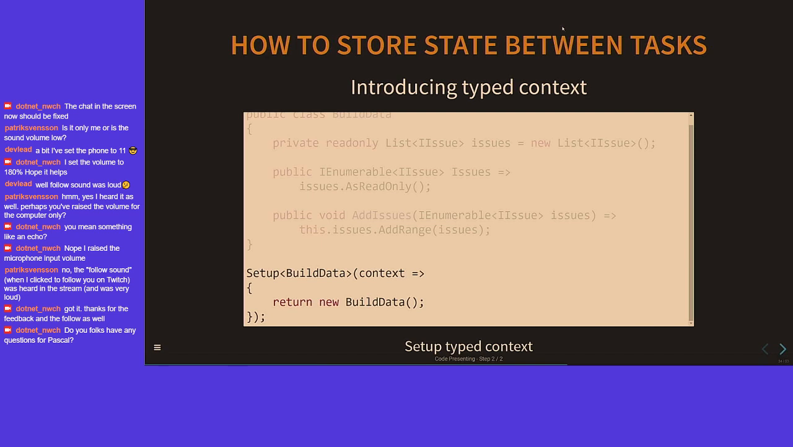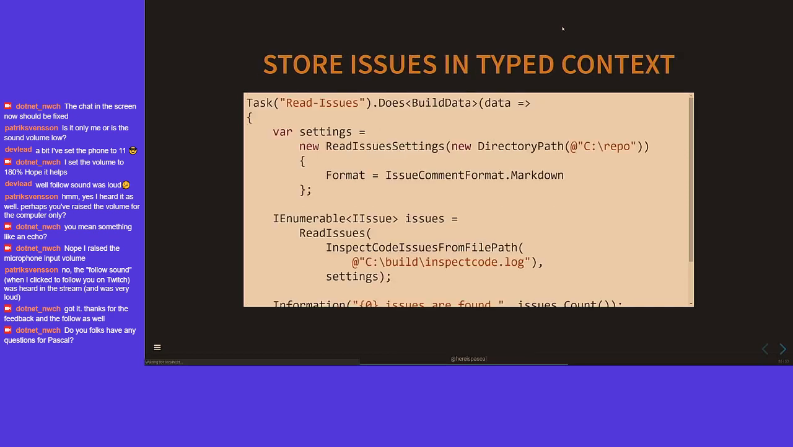To use this, to set up the typed context, we need Setup, which is the setup task of Cake, and there's a generic version of it where you can pass the type of our typed context. So instead of just calling Setup, we can call Setup of BuildData, and then we need to return an instance of our typed context class. So we create a new instance of BuildData, which means Cake now has an instance of this class set up, which we can use further.